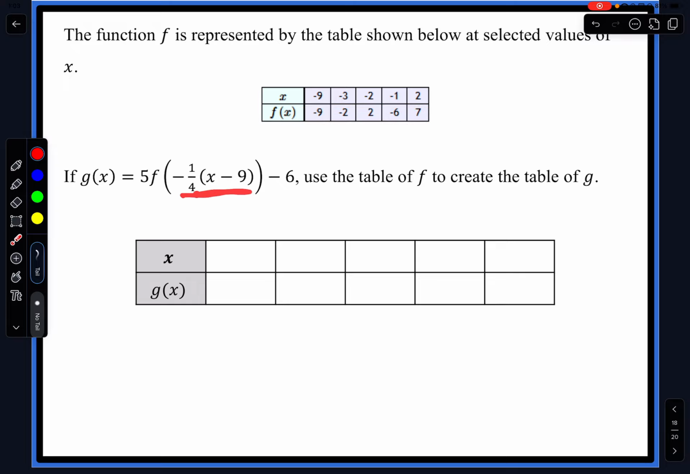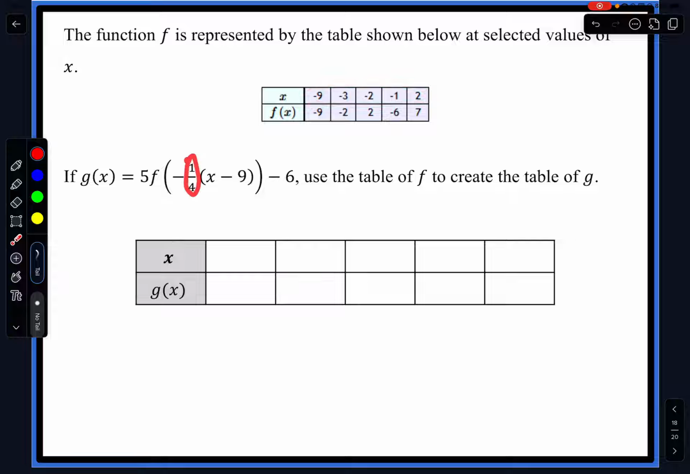On the inside, notice that we're multiplying our x value by negative 1/4, because there's distribution here. Because it's a negative, it's going to result in a reflection horizontally. So all of these points are going to be on the opposite side of our y-axis. And the minus 9 is going to move the entire graph 9 units in a positive direction to the right. So we're going to add 9 to those values.